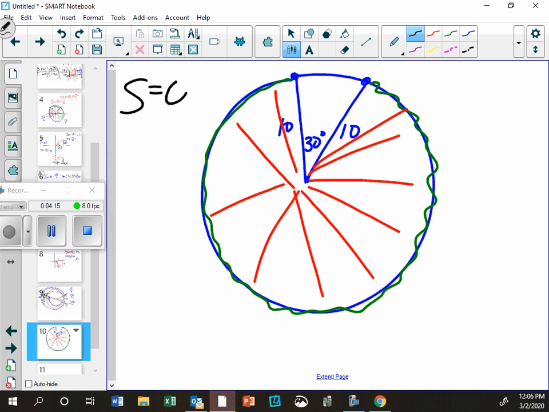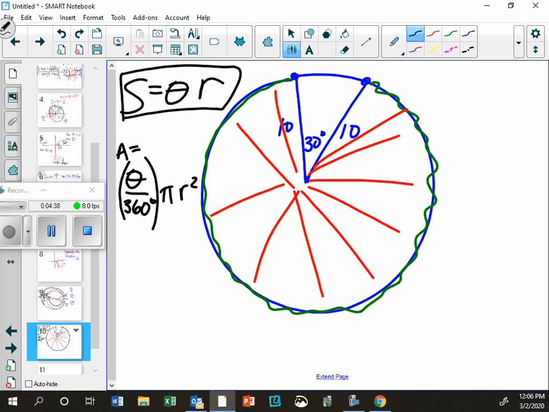Here are the 2 formulas in case you aren't using the right formulas. Theta over, well, I'm using degrees right now, so I'm going to say 360. If I was doing radians, I'd do theta over 2 pi. Okay. And then times pi r squared. So this is the area formula. This is the arc length formula. Know them both. We don't give you these formulas on the test.